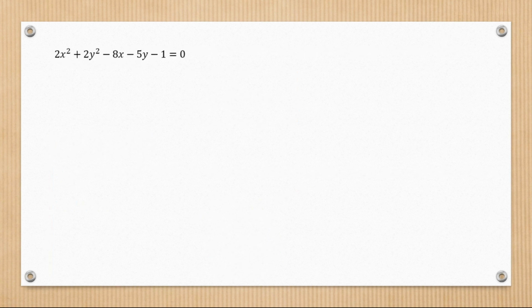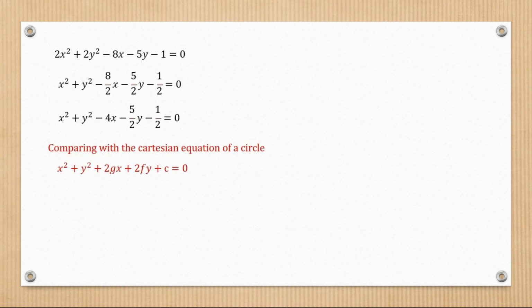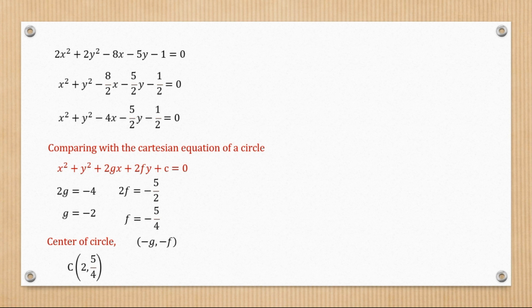Alright, so first of all, this is the equation of the circle, so we're going to use it to find the center and radius of the circle. First, we have to divide everything by 2 so that we have the coefficient 1 in front of x squared and y squared. This shall become x squared plus y squared minus 4x minus 5 over 2 y minus a half being equal to 0. Now when we compare this with the Cartesian equation of a circle, we can see that 2g shall be equal to -4, which means g is equal to -2. Then 2f shall be equal to -5 over 2, which means f is -5 over 4. Therefore, the center of the circle, which is given as (-g, -f), shall be (2, 5 over 4).